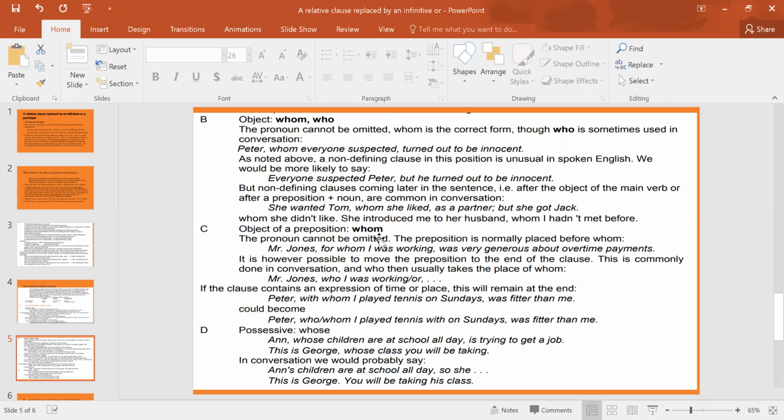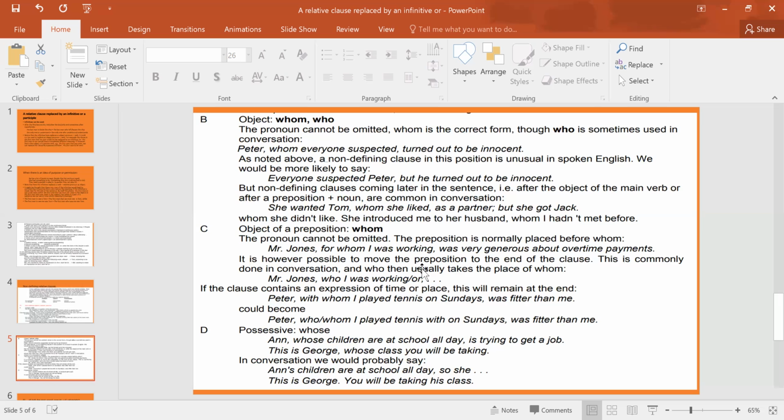Object of a preposition whom. So here whom is used with the preposition, as an object of a preposition, right? Mr. Jones, for whom I was working. So here it is a non-defining clause which has been used with a preposition, as an object of a preposition. Mr. Jones, for whom I was working, was very generous about overtime payments.